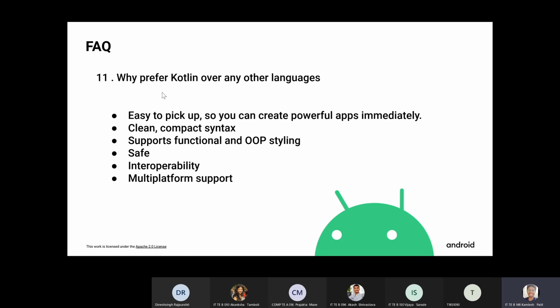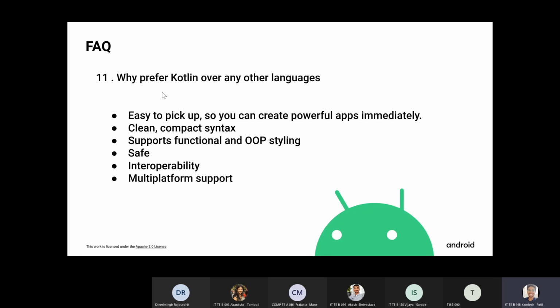In the previous session, Shreyas Patil answered this question: why prefer Kotlin over any other languages? Many of you already know there are multiple languages you can use to develop Android apps. You can use Java first of all, then you can use Flutter. The language is Dart for Flutter. Then you can also create native Android apps in JavaScript by using React Native. Then there are many frameworks such as Ionic, Xamarin, and many others.